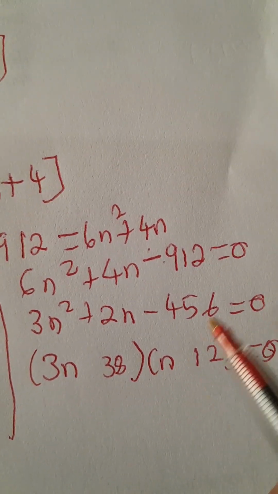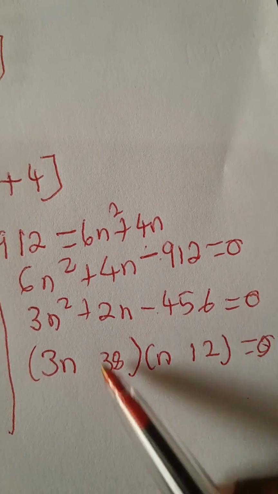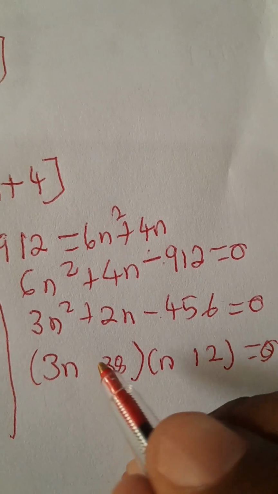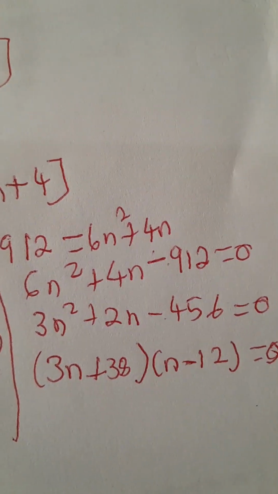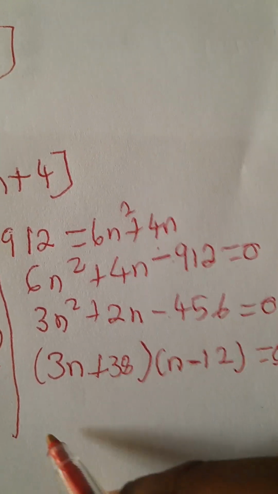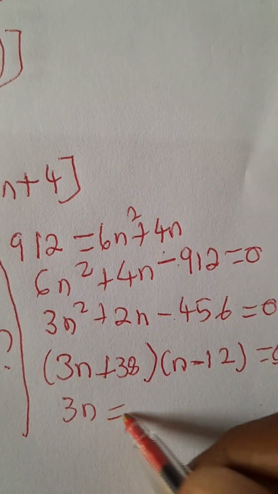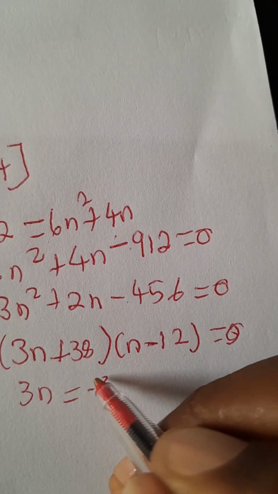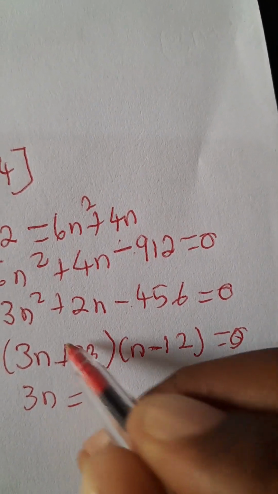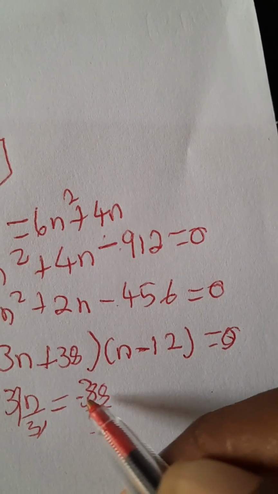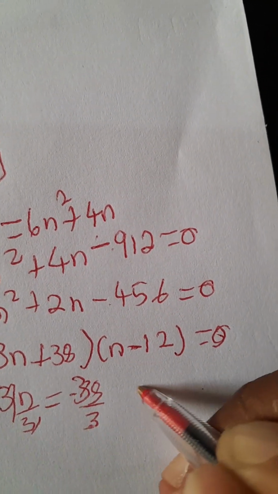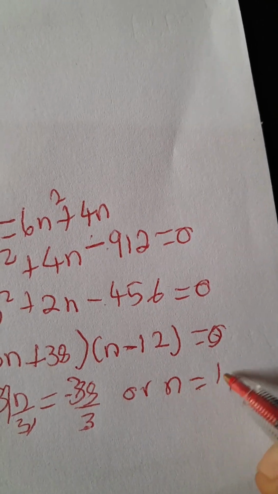So what about the signs? Since the last sign is negative, the signs should be different, right? So one will have a positive sign and the other a negative sign. Then from here, let's equate each factor to zero. Divide both sides by 3. Hence, we have n equals negative 38 divided by 3, or n equals 12.